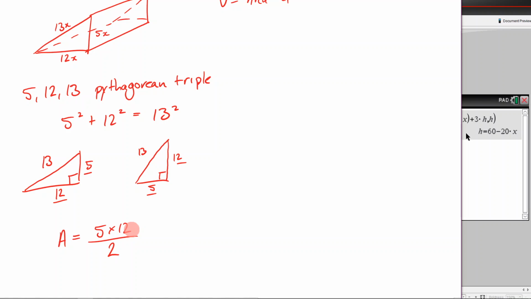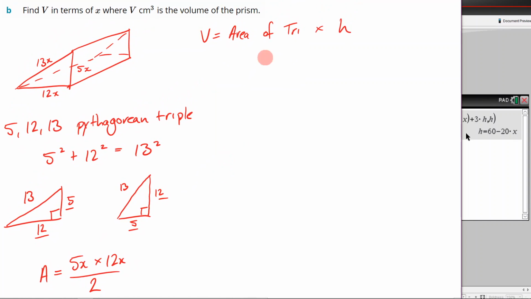All right, so we can now figure out what this is going to be. It's going to be 5x times 12x divided by 2. So we can come up here and we can go 5x times 12x divided by 2. Let me just partition this off a bit.